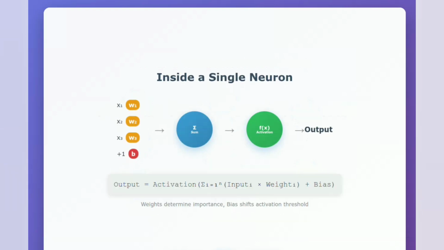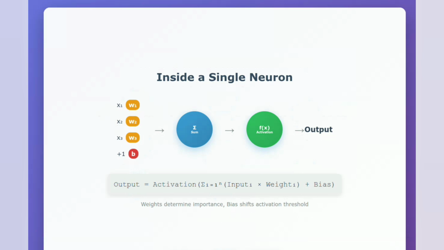Now let's look inside a single neuron. Each input connection to a neuron has an associated weight. Think of weights as the strength or importance of that input. The neuron multiplies each input by its corresponding weight and sums these products. This sum is then added to a bias term, which allows the neuron to activate even if all inputs are zero, or shift its activation threshold.